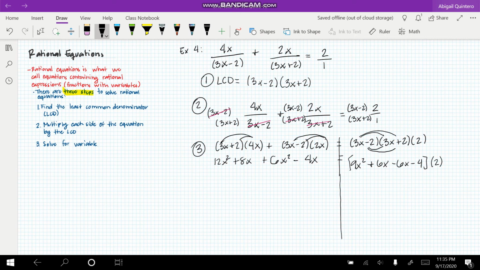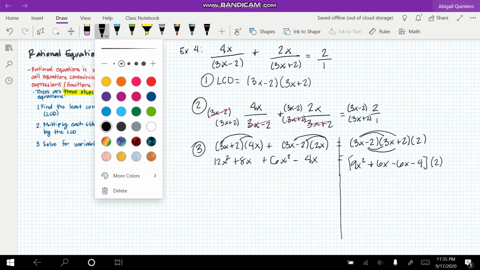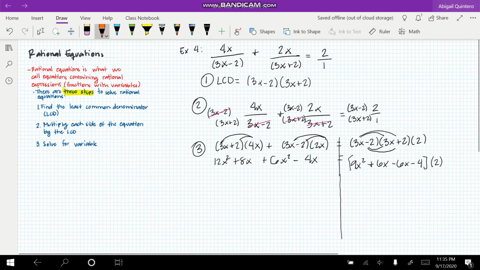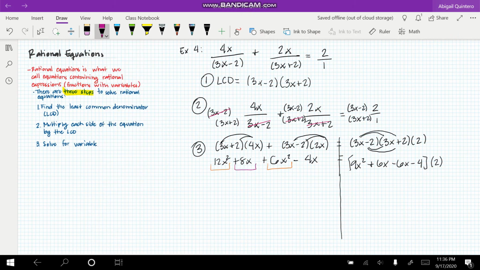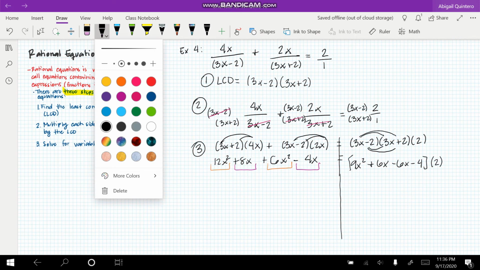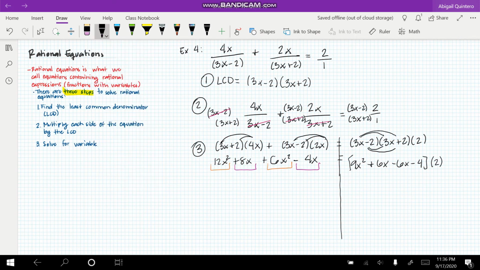So here on the left side, I'm noticing that I can go ahead and combine 12x squared with 6x squared. And then we can also combine positive 8x and then negative 4x. So 12x to the second power plus 6x to the second power will be 18x to the second power. And then 8x minus 4x is just going to be positive 4x.